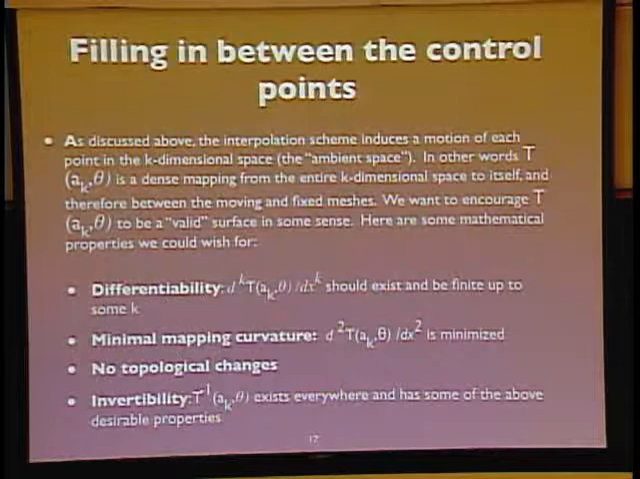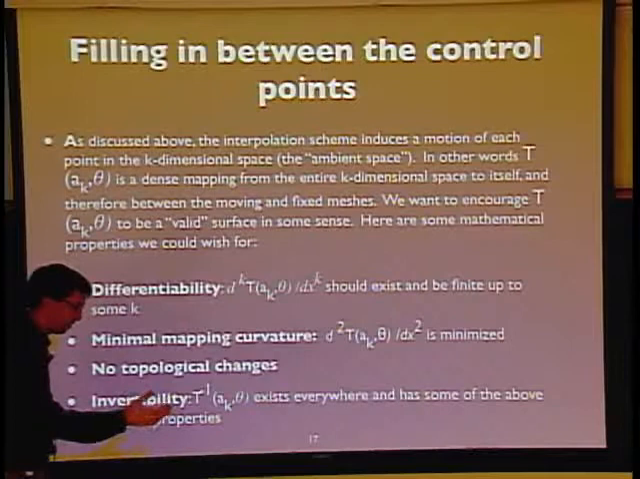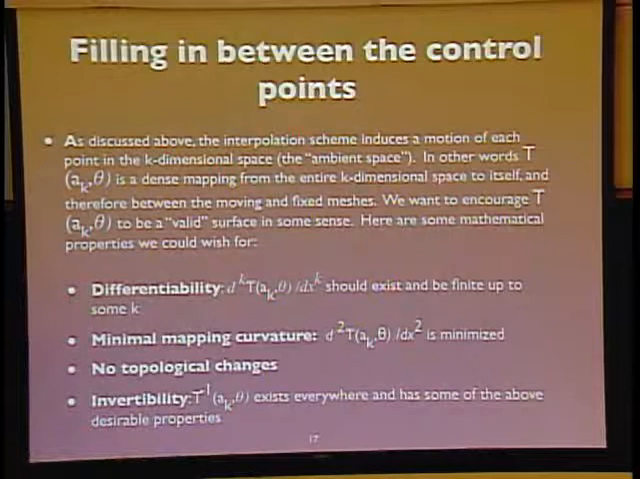So, let's see. There were three questions that were begged by my proposition that we pick a set of control points, translate each one independently, and interpolate the transformation in between. We've talked about the first one and the second one, which is what are these control points and how do you translate them? So now we have that third problem, which is how do you fill in the transformation in between your control point translations?